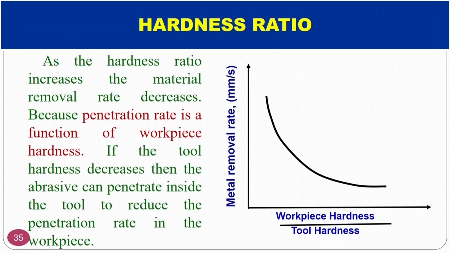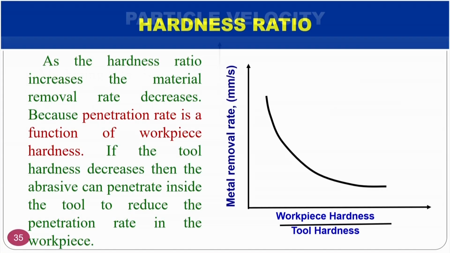Hardness ratio is normally the ratio of workpiece hardness to the tool hardness. If the hardness ratio is increasing, that means my workpiece hardness is increasing. If the workpiece hardness increases, what will happen? The material removal normally depends on penetration. Resistance to penetration is nothing but the hardness. If the hardness increases, the penetration ability of the abrasive particle will decrease. Obviously, if the penetration depth is decreasing, the material removal also will decrease.